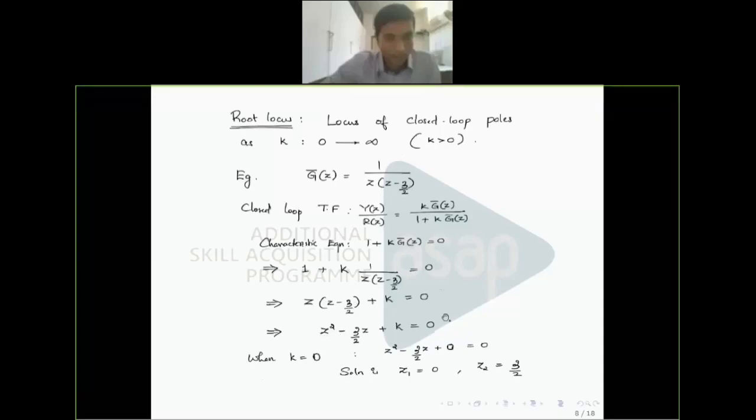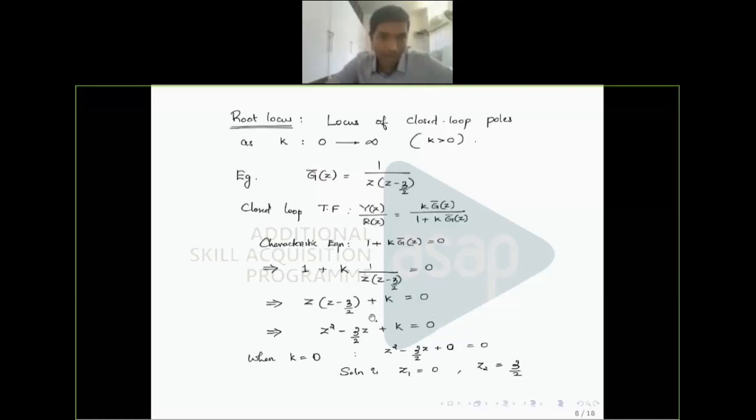The characteristic equation was 1 plus kg bar is equal to 0. For this particular case, you will obtain the characteristic equation as z square minus 3 by 2 z plus a is equal to 0. So remember that since you have a second order open loop transfer function, you have the characteristic equation as a second order polynomial. So the characteristic equation in this case is z square minus 3 by 2 z plus a is equal to 0.